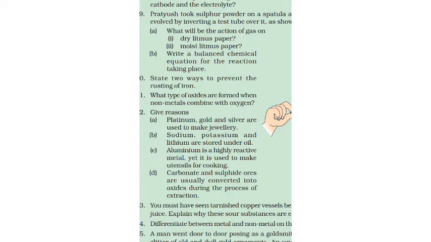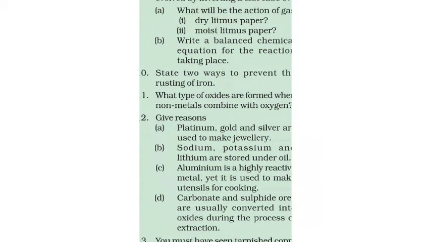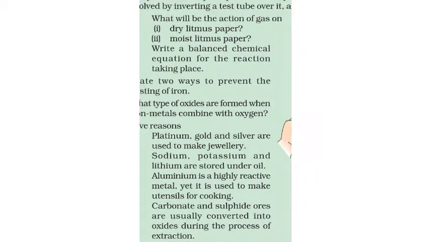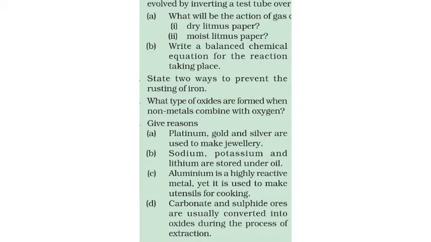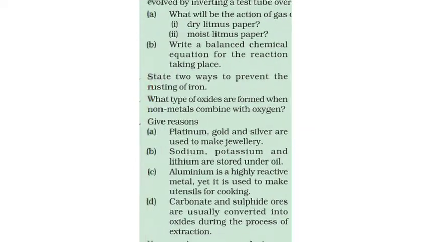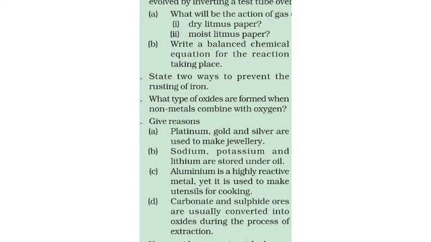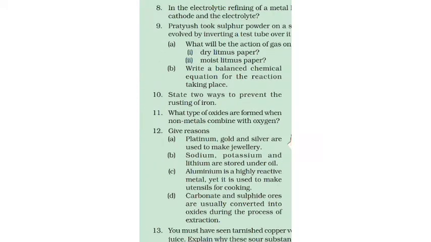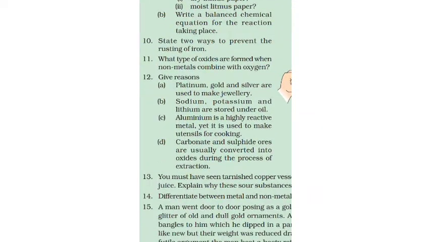There are two ways to prevent the rusting of iron: galvanization and surface coating with oil or grease. You will get more details if you go through the lecture on corrosion. What type of oxides are formed when non-metals combine with oxygen? These are acidic, such as SO2, SO3, and CO2, or neutral, such as NO and CO.